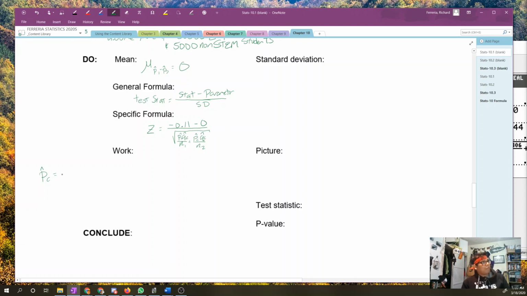Okay, that's going to be the total number of successes in the first sample plus the total number of successes in the second sample, all divided by the sample size in the first sample plus the sample size in the second sample. So for us, that means our 12 and 75 divided by our 300 and 500. That gives us a pC of, let's see, that's 87 divided by 800. Computer, what's 87 divided by 800? 87 divided by 800 is 0.1088.